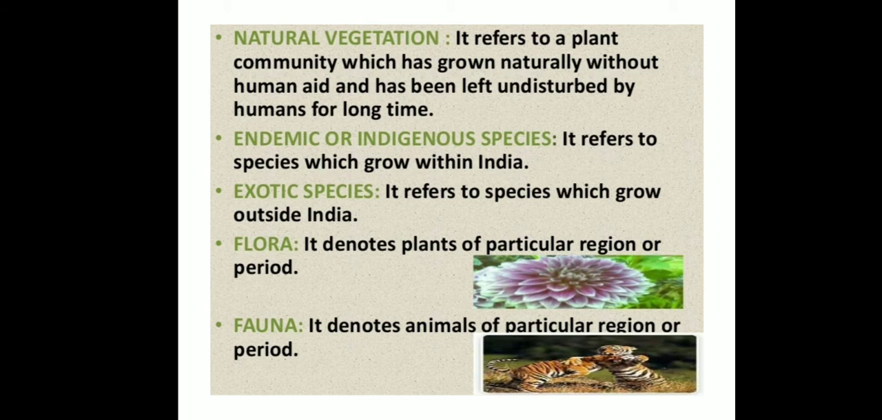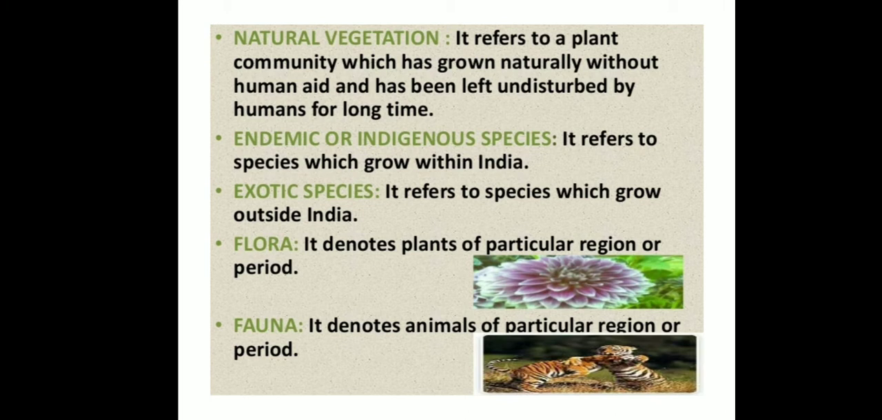Now, our first topic is natural vegetation. What is natural vegetation? It refers to a plant community which has grown naturally without human aid and has been left undisturbed by humans for a long time. And children, what they are trying to say here is that plants which grow by themselves in the natural environment, where no one is there to disturb them, not even humans, and are left untouched for a very long period of time, those plant communities are called natural vegetation.